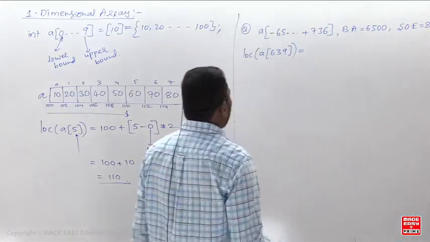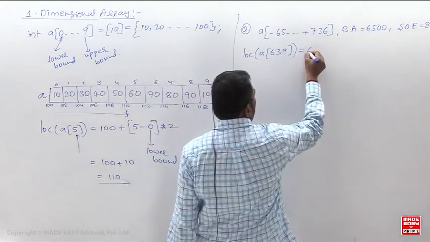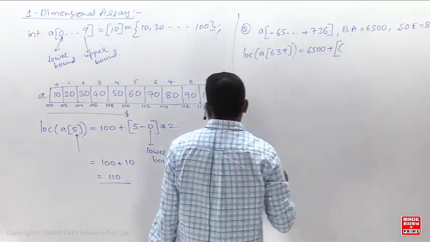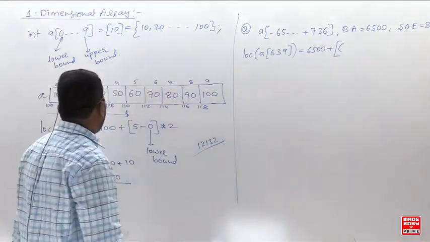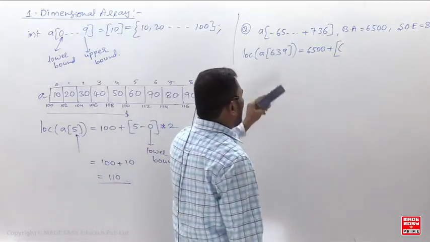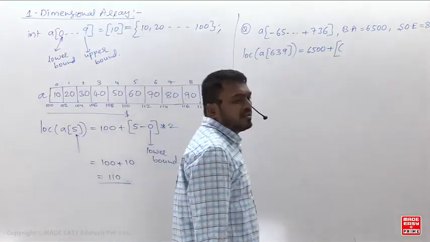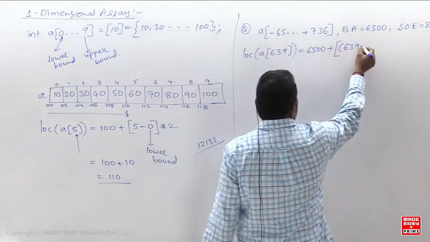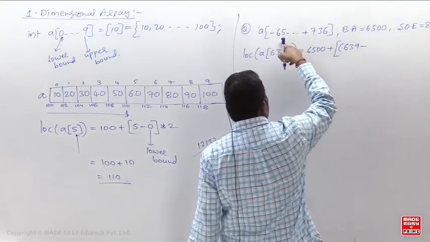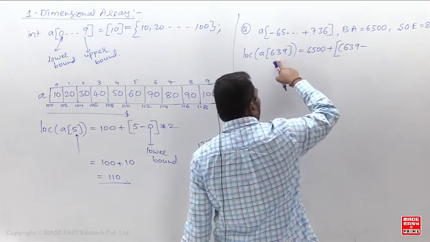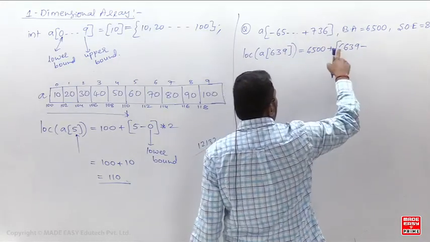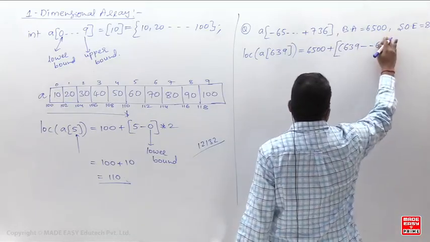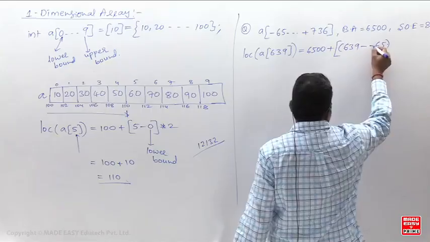Okay. So understand here. Base address is 6500. And I want to go to location number 639. Is that clear? You want to go to location 639, so how many elements do you have to cross? 639 minus 65. This many elements you have to cross. Is that clear?